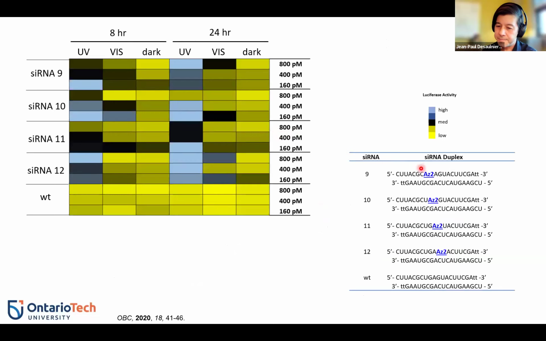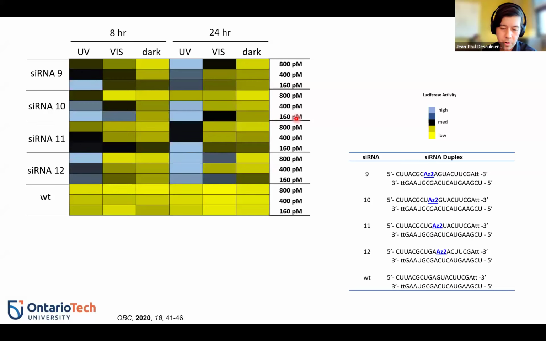What we have is, we really weren't sure exactly where to place azobenzene, so we did a short walk of this azobenzene scaffold across the central region of the sense strand. So we had 4 different siRNAs, and then we looked at different concentrations. I'll bring your attention to this 8-hour assay, where we had the UV inactivation, and we're looking at luciferase activity, or reporter gene.